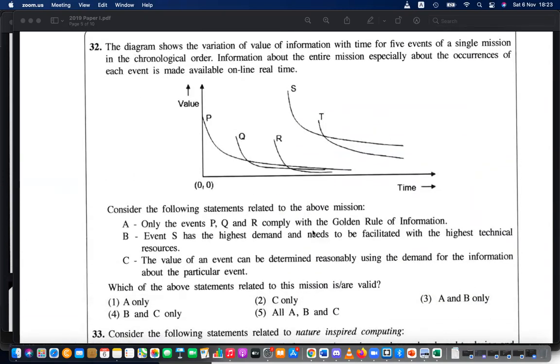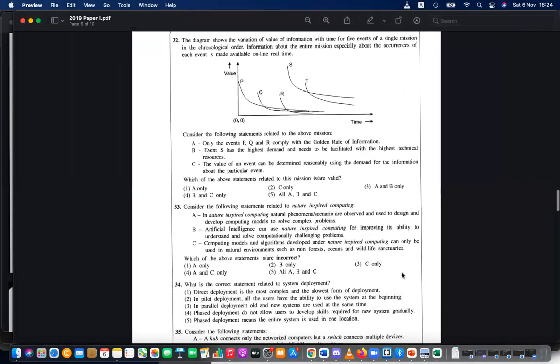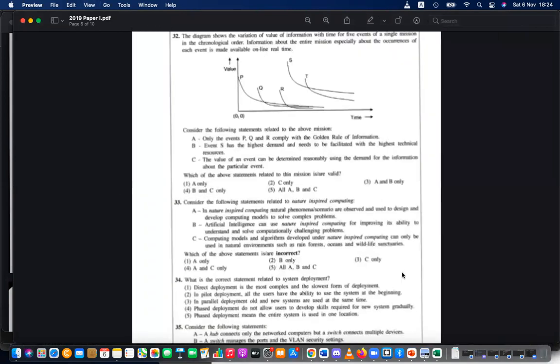Try to answer this quickly. Please send me the answers. Questions 32 to 35. It's too small. Questions 32 to 35, try.